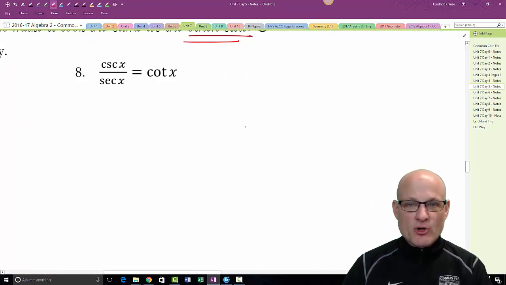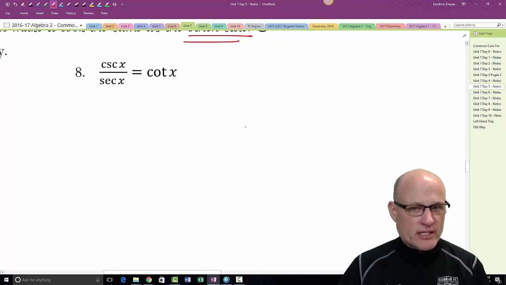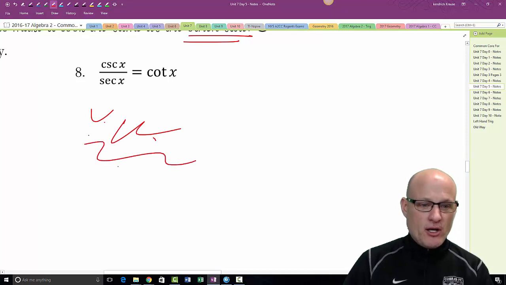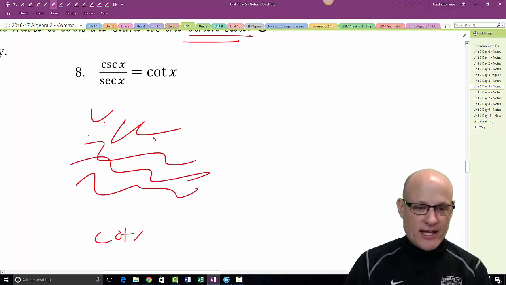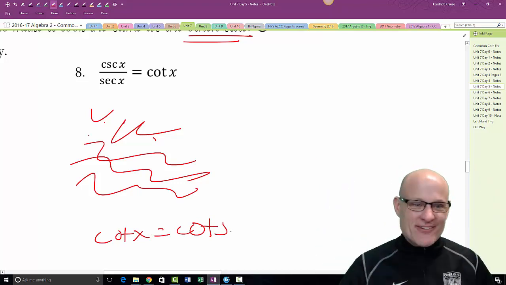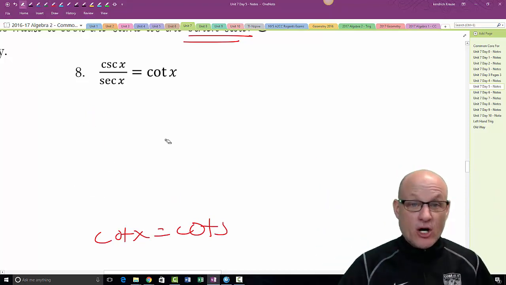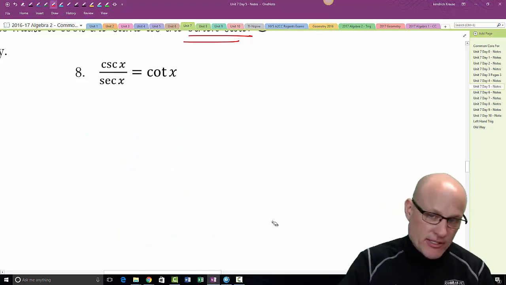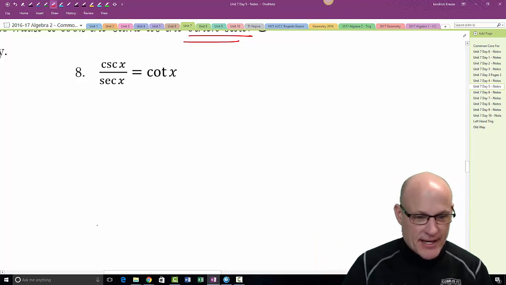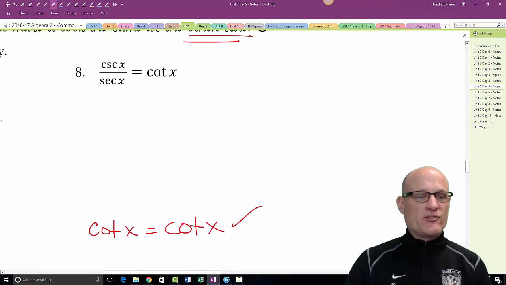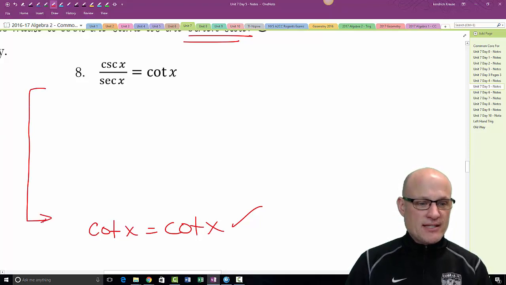Let's go to the next one. Left side's more complicated. But I know when I'm done with the left side, it better be cotangent. And by the way, you can't just go cotangent x equals cotangent x and say, yes, I did it. The teacher will never know that all this stuff is a bunch of hogwash. Oh, yeah, we will, because we look for it. So don't do it. You know it's going to be cotangent x. I can even write at the bottom here, cotangent x equals cotangent x. I just got to figure out what these steps are to get to that.